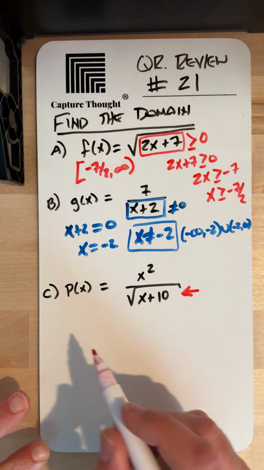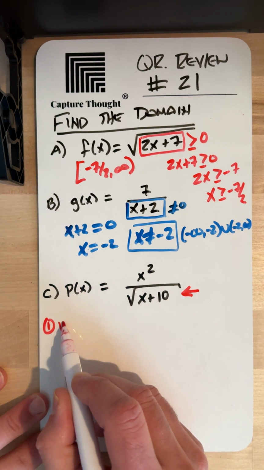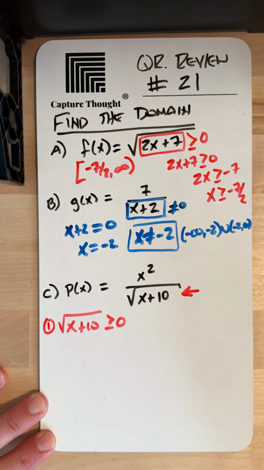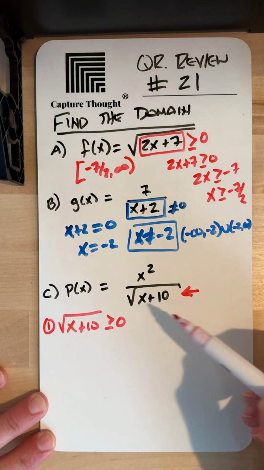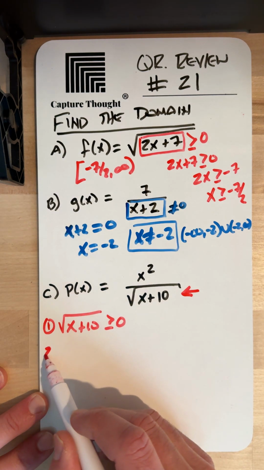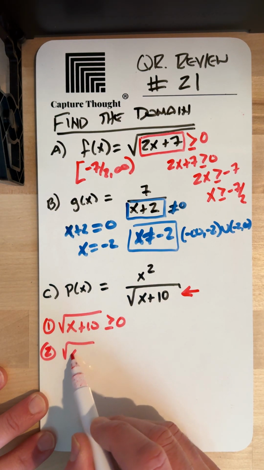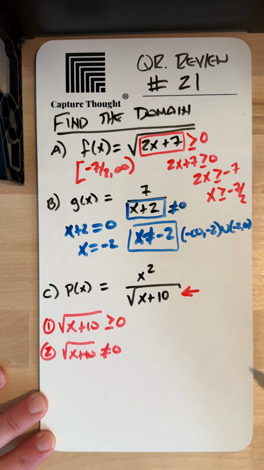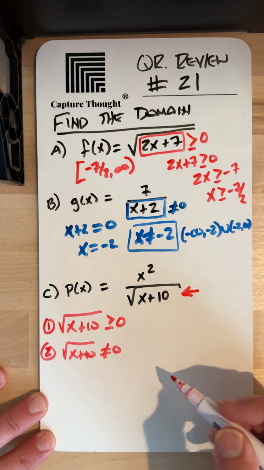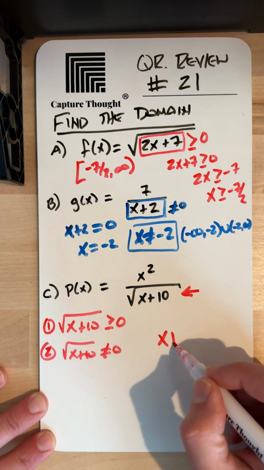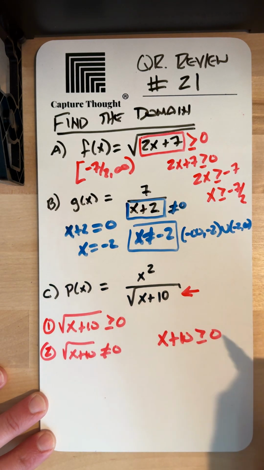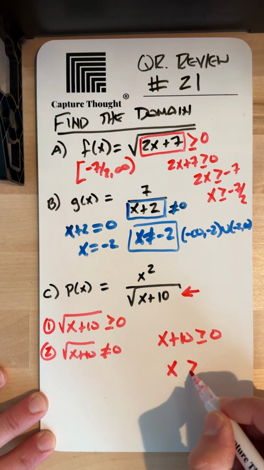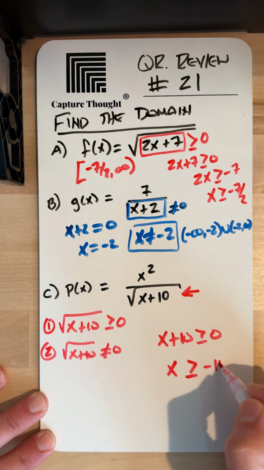So the first case, case number 1, is the square root of x plus 10 has to be greater than or equal to 0 because it is a square root. But at the same time, the square root of x plus 10 is not allowed to be 0 because it's in the denominator. So what we're going to do is just take my x plus 10 and set it greater than or equal to 0. So I'm going to start with case number 1 there. So I'm going to get that x has to be greater than or equal to negative 10.